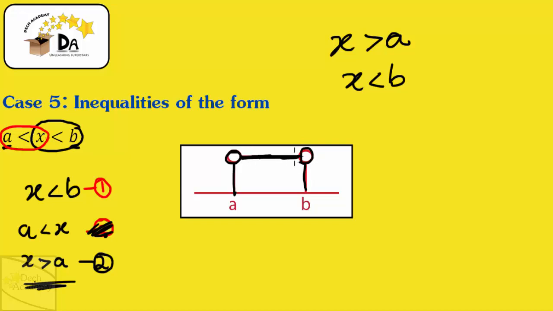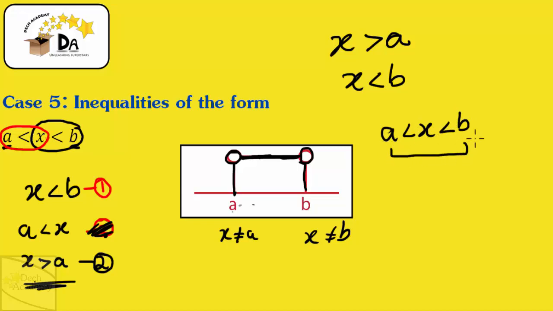And as you can see, this line in the middle covers the region between a and b, and this means that x takes values between a and b. The unshaded circle above a says x is not a. The unshaded circle above b tells you x is not b, and this line covering the region between a and b tells you x takes values between a and b. So this inequality here, a less than x less than b, means x takes values between a and b, but x is never a and x is never b. And we'll go through an example to demonstrate this.